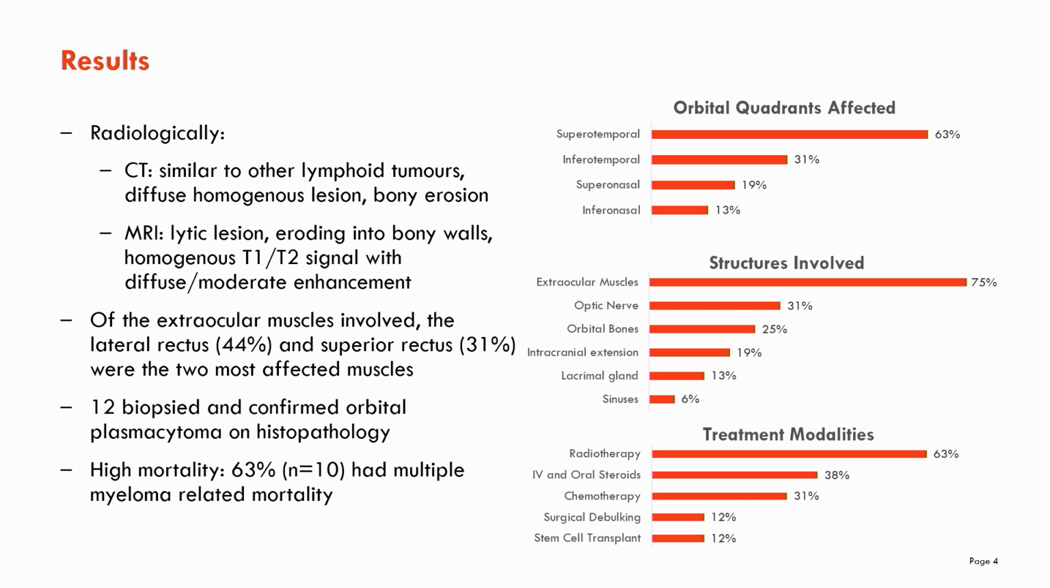There was a high mortality rate of 63% for patients who had multiple myeloma-related mortality. In terms of the treatment modalities, these patients received radiotherapy most commonly, followed by IV and oral steroids, chemotherapy, and 12% of these patients had surgical debulking or stem cell transplant.